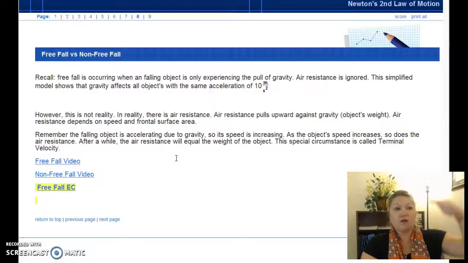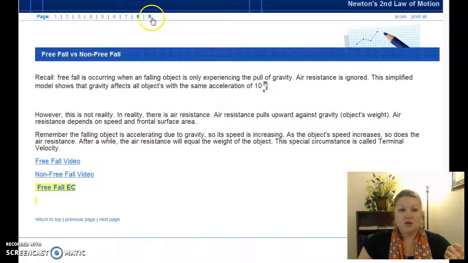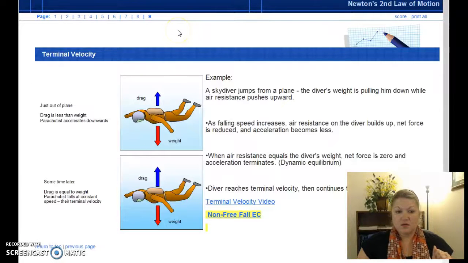It's really going to speed up, speed up, speed up. Oh, air resistance catches up with it. It starts slowing down, slowing down, slowing down until you get to this point where you reach terminal velocity.